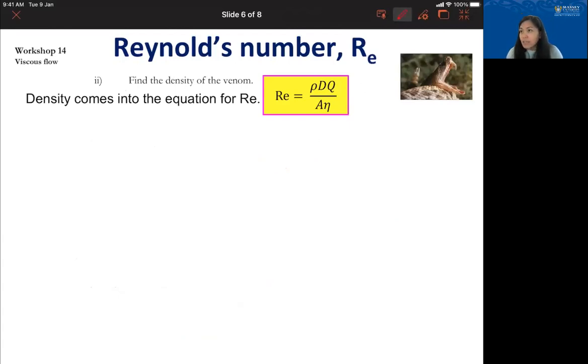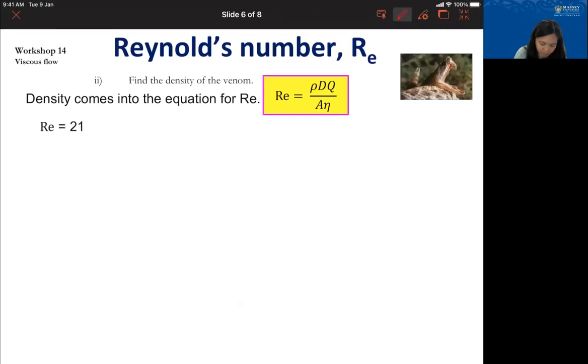Looking at all our equations for viscous fluids, the density only comes into the Reynolds number equation, where density is this rho. Of course, density also comes into Bernoulli's equation, but again, we don't have information about the heights or the elevations, and so Bernoulli's equation would be useless in this case.